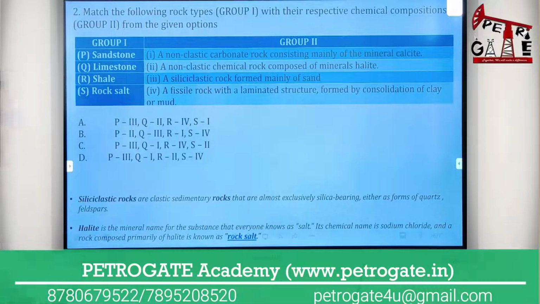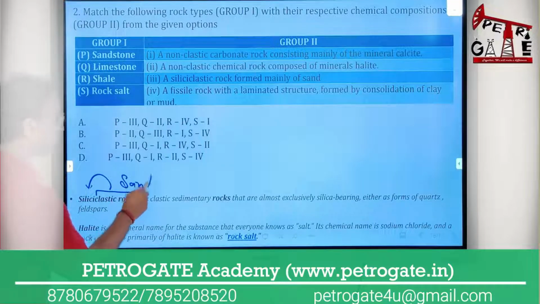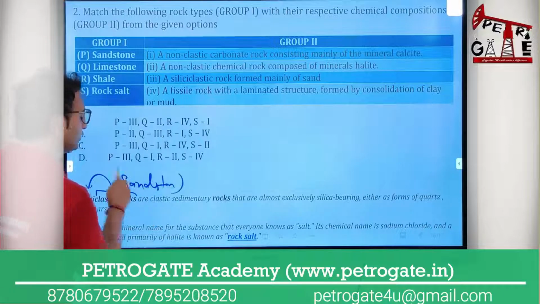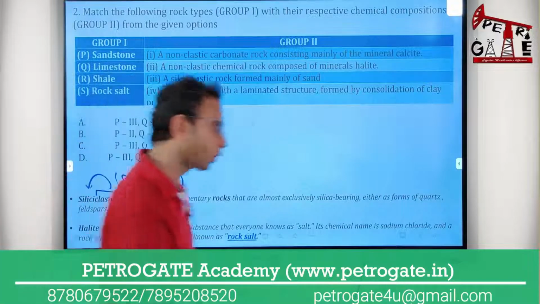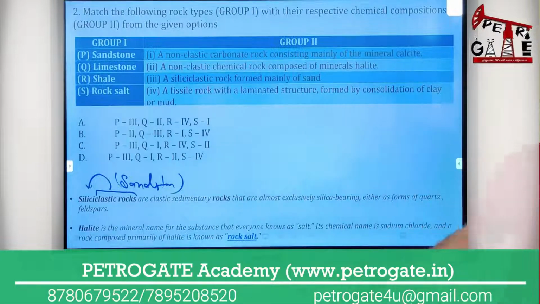What about the siliclastic rock? I write the definition. Siliclastic means a clastic rock whose mineral composition is silica, and the example is your sandstone. Okay, sandstone is a siliclastic rock. Okay, no problem. So you can see the definition.